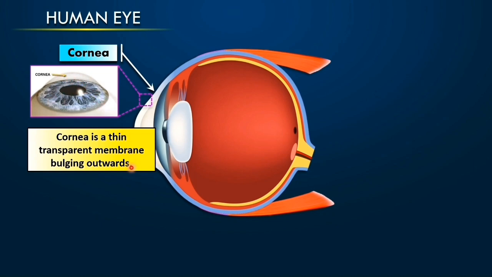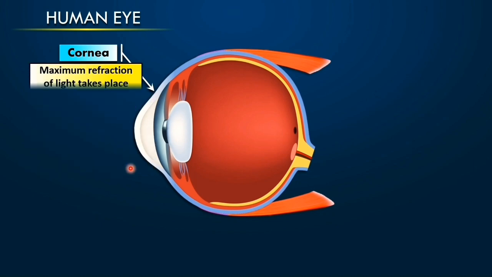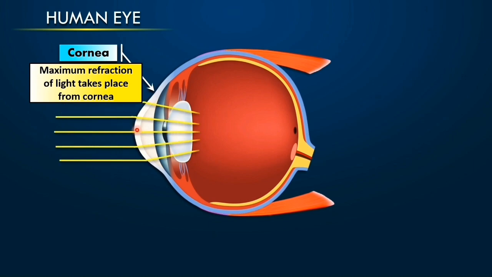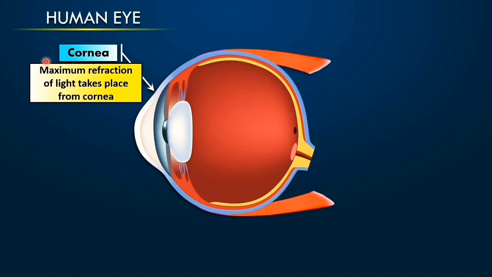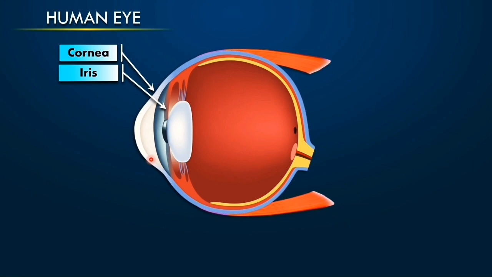Now what is the main function of the cornea? The maximum refraction of light takes place at the cornea, as you can see here. Am I clear everyone? So cornea is a thin transparent membrane and the function is maximum refraction of light takes place from cornea. Okay. Next iris.